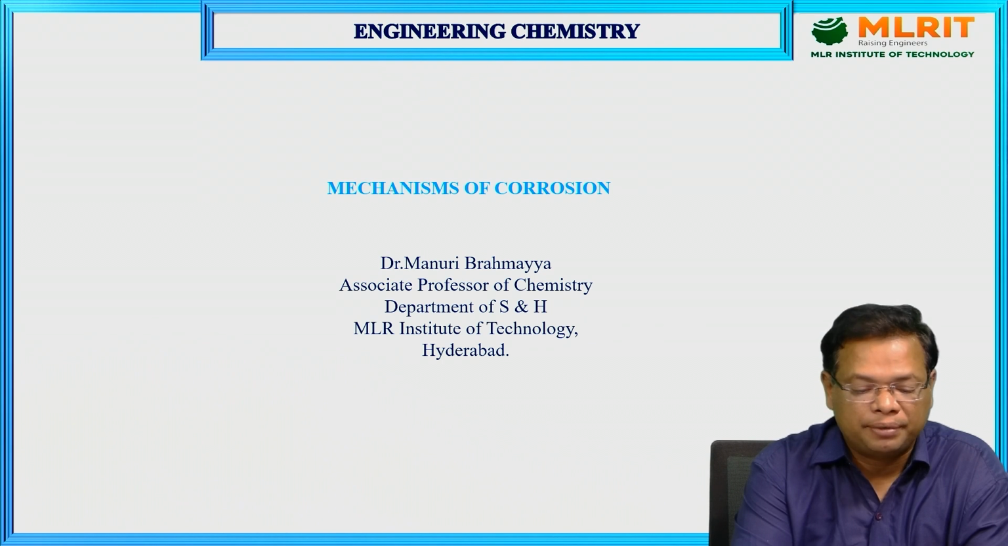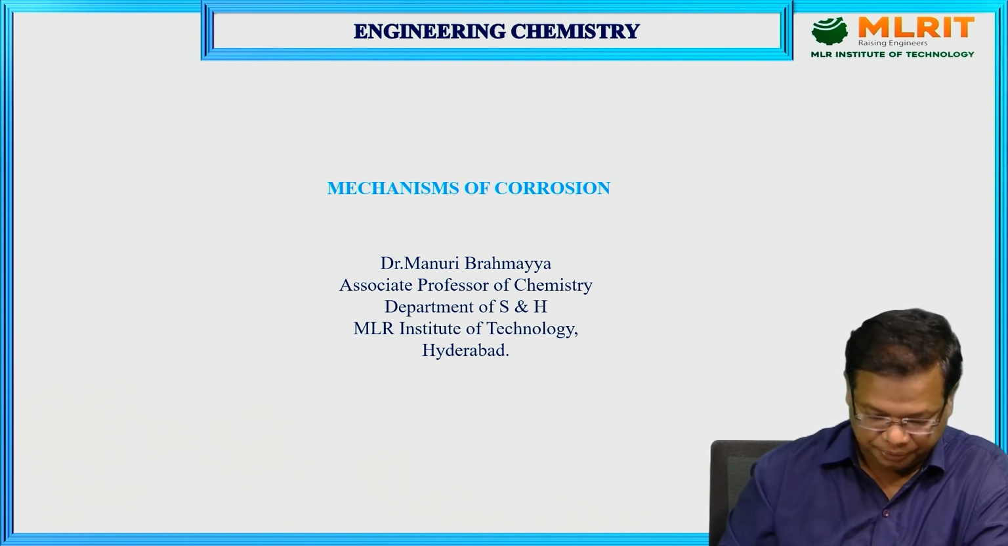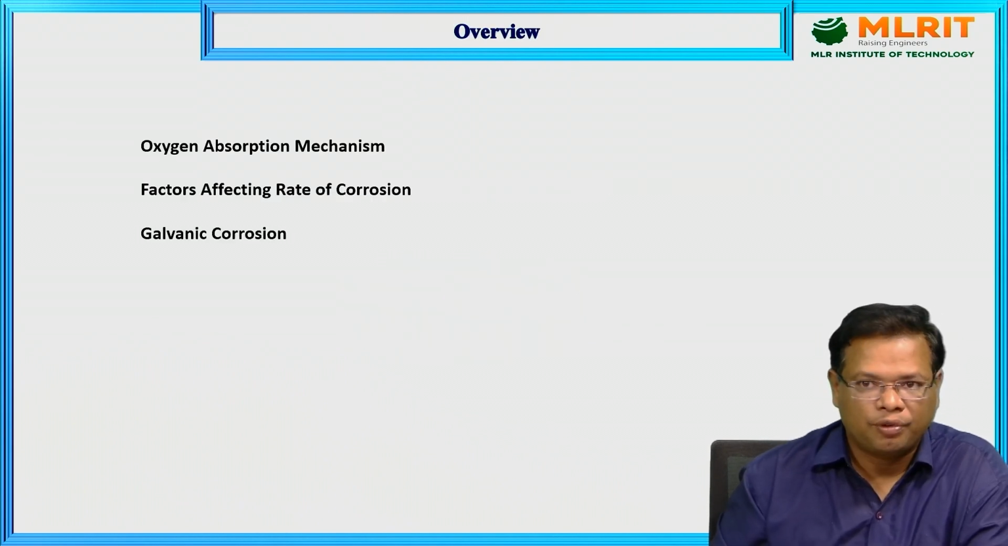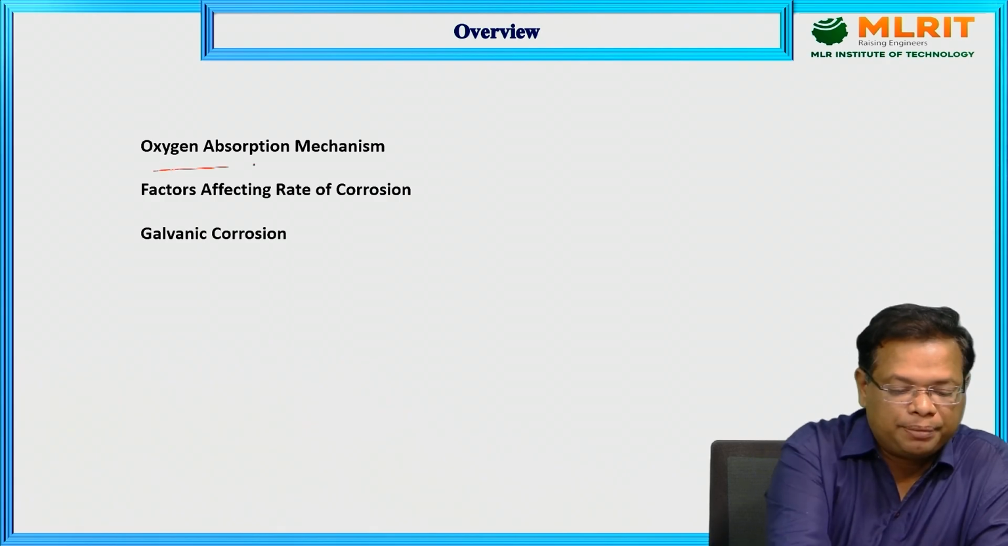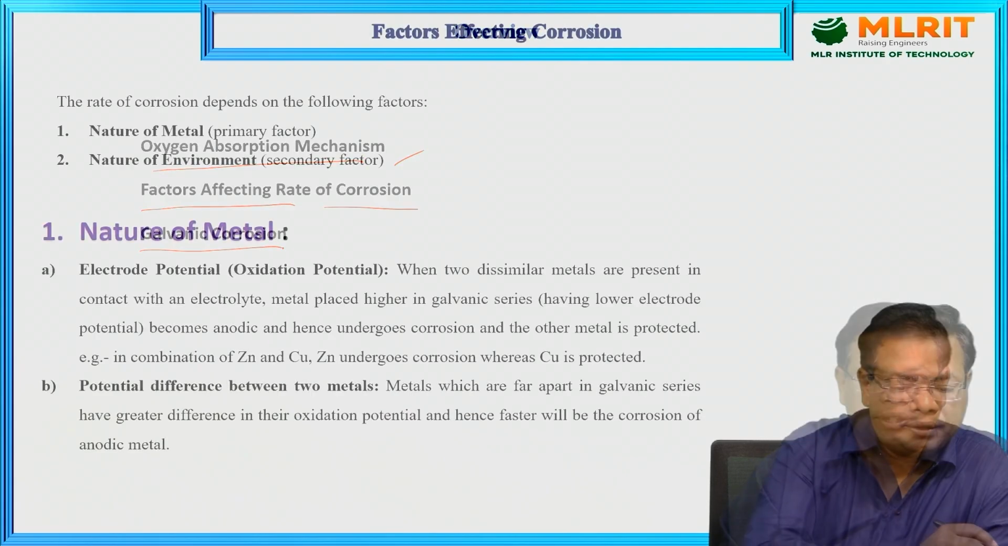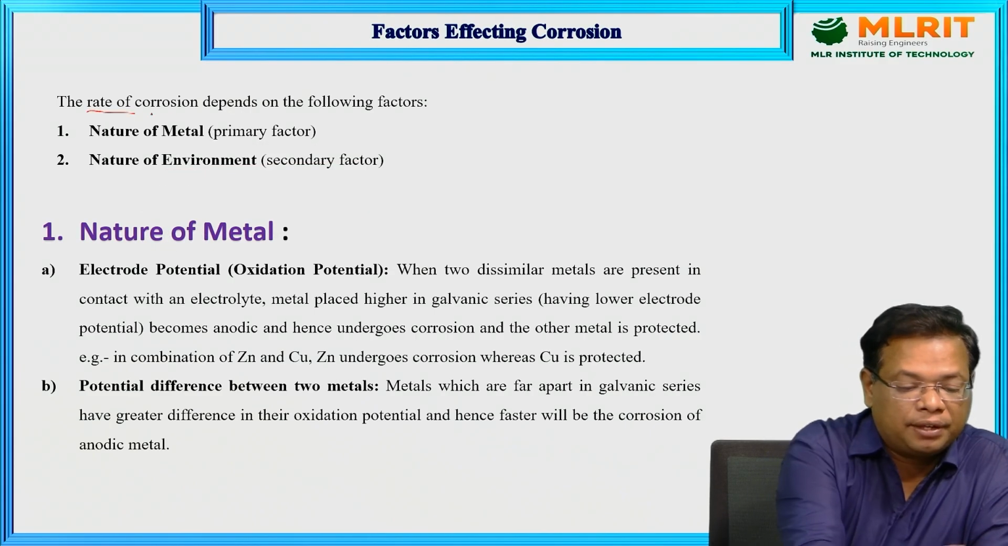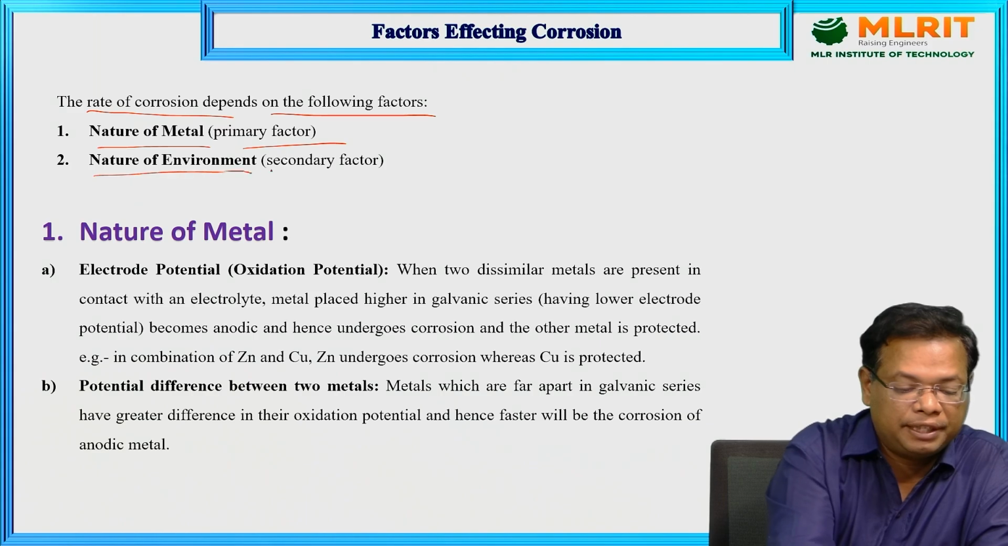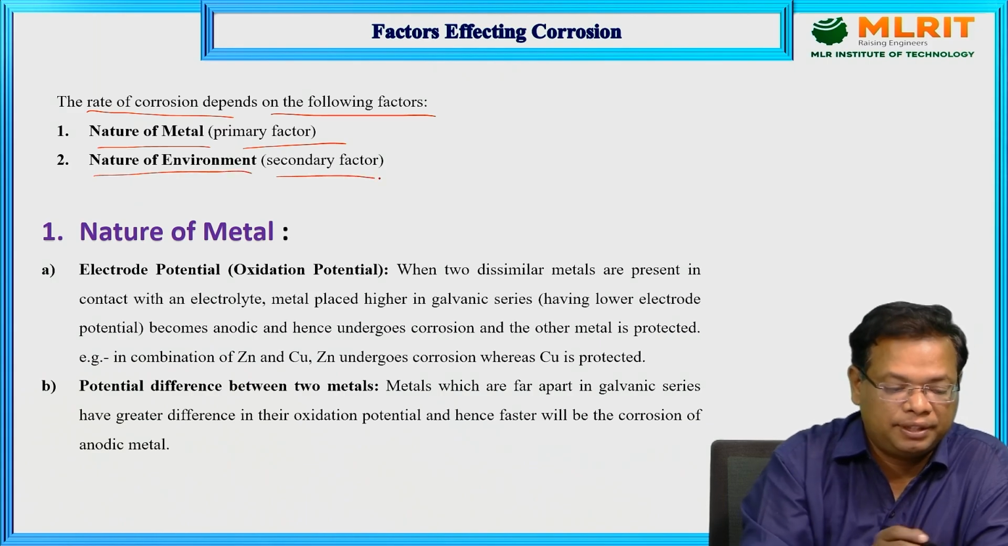Today I am going to talk about the mechanisms of the corrosion. So the overview: oxygen absorption mechanism, factors affecting the rate of the corrosion, galvanic corrosion. So factors affecting the corrosion. The rate of the corrosion depends on the following factors: nature of the metal, primary factor; nature of the environment, secondary factor. So these are the two factors.